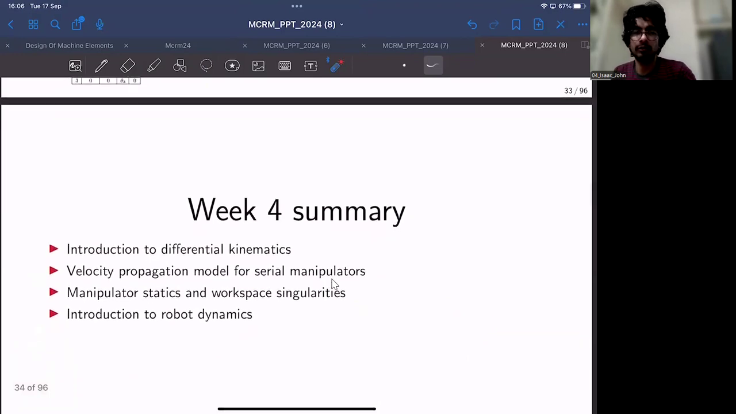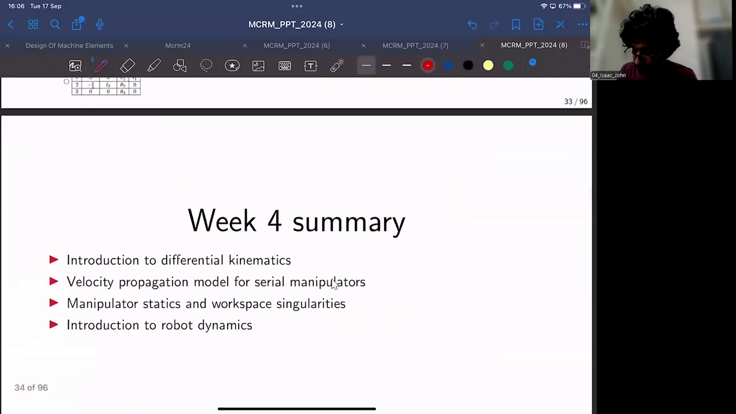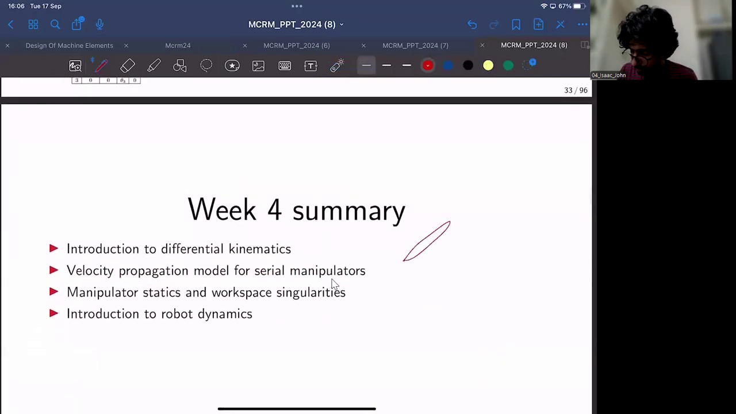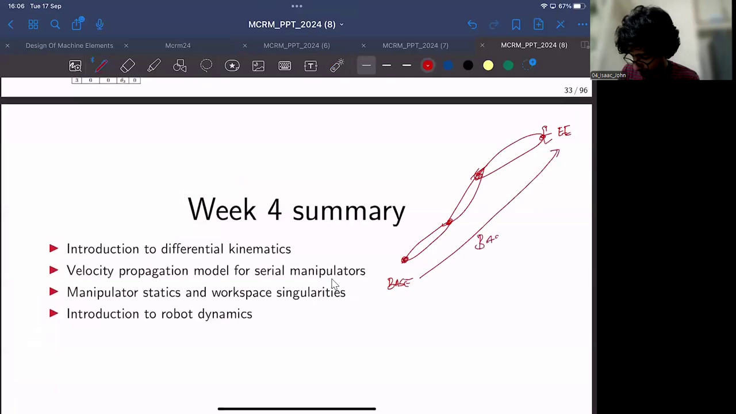Okay, so for week 4, we moved on to differential kinematics, or velocity kinematics. We also saw the propagation of velocities from the base frame. I'll draw a schematic like this. If this is the base and this is the end effector, the velocity propagation would be from the base to this end effector. This is the direction of velocity propagation.